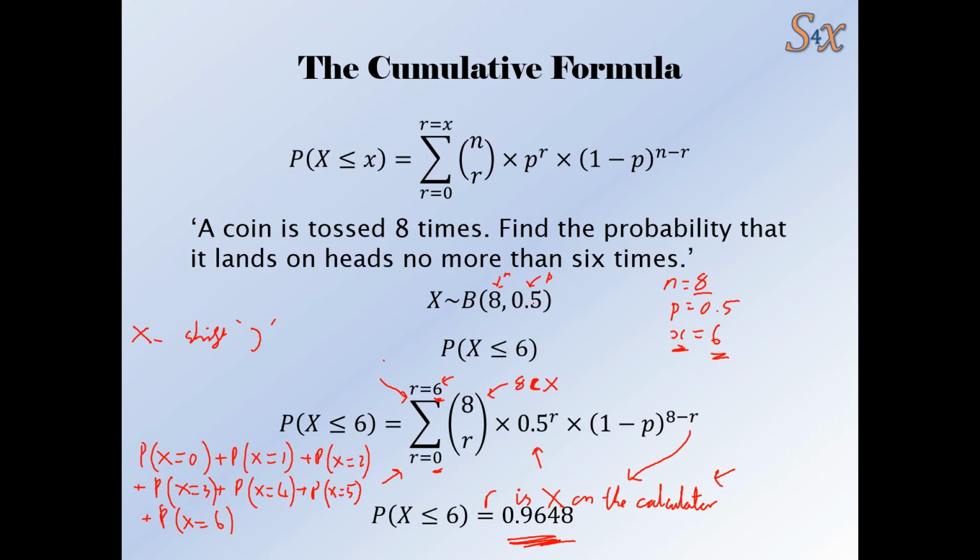So if I toss the coin 8 times, the probability that it lands on heads no more than 6 times is actually really likely, isn't it? It's probably going to land on heads 3, 4, or 5 times. So actually, there's only about a 3% chance it lands on heads more than 6 times. Okay, so that's how we figure out those probabilities.